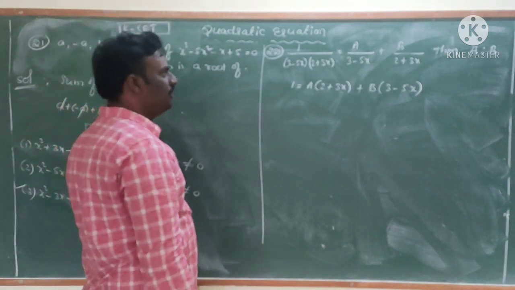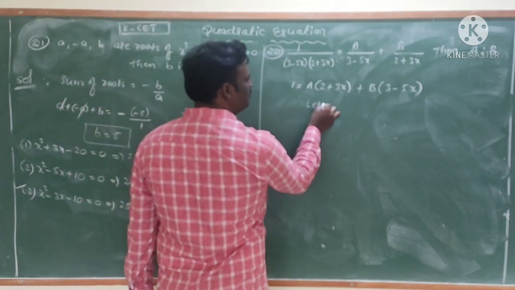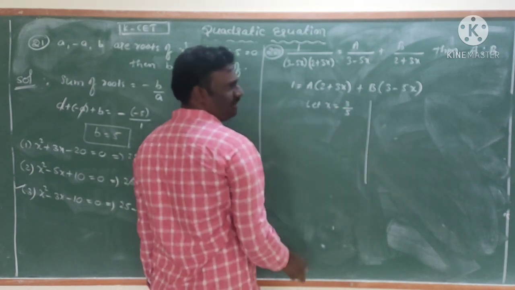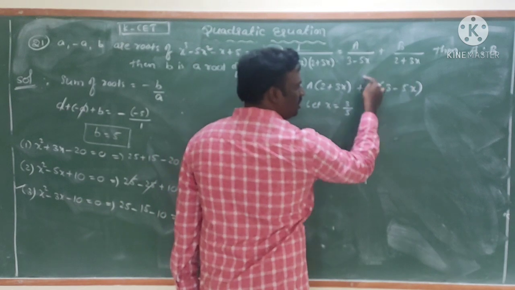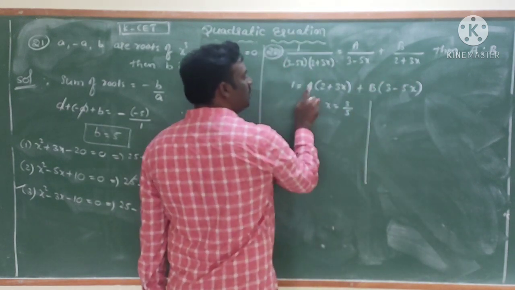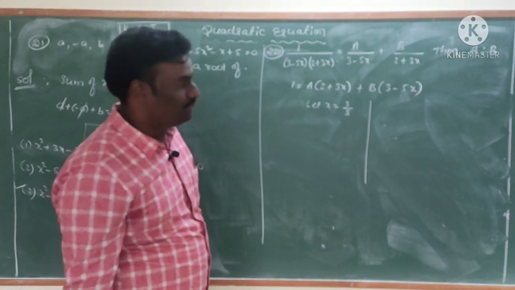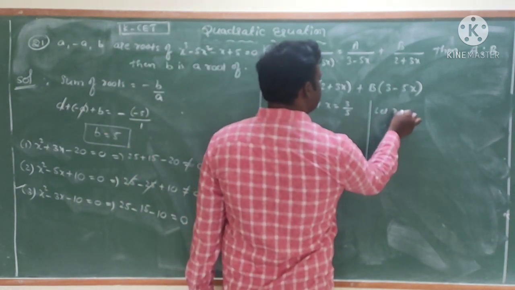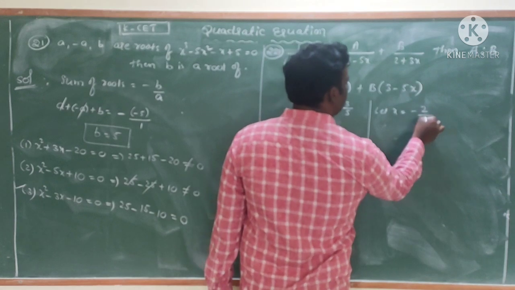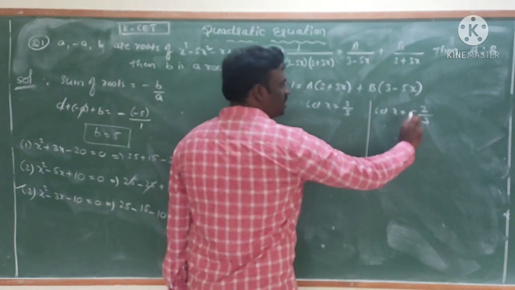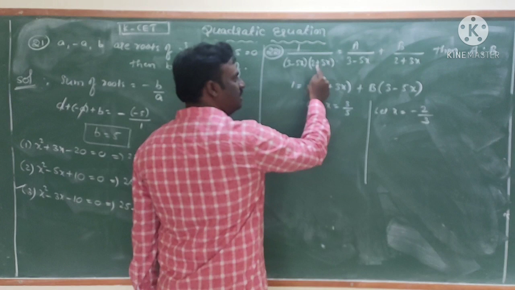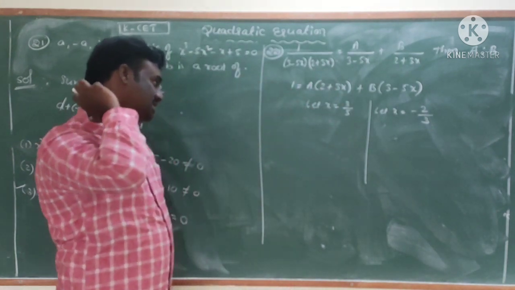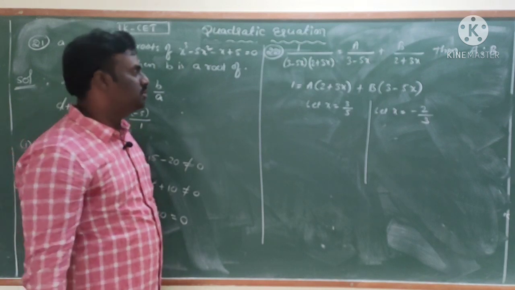So, to get the value of A, let x equal 3 by 5. Why am I substituting 3 by 5? If you substitute 3 by 5, this total term becomes 0, then we will get the A value. Similarly, for getting the B value, let x equal minus 2 by 3. Because if you substitute minus 2 by 3 here, this total term becomes 0, then we will get the B value.